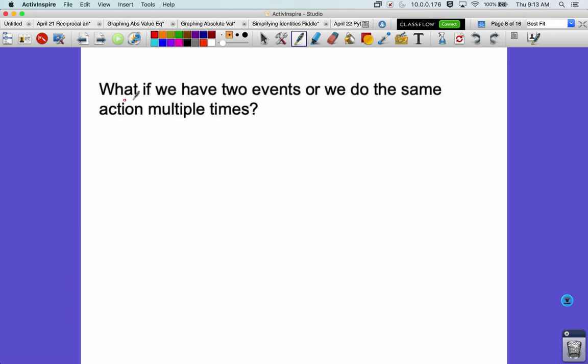So, what if we have two events where we want to do the same action multiple times? We're not always going to take just one basketball shot or roll just one dice. We might roll that dice 7 times. I want to know all the possible outcomes. So here's what we do. We need to abbreviate, and then we need to pair up letters. Abbreviate, pair up letters.